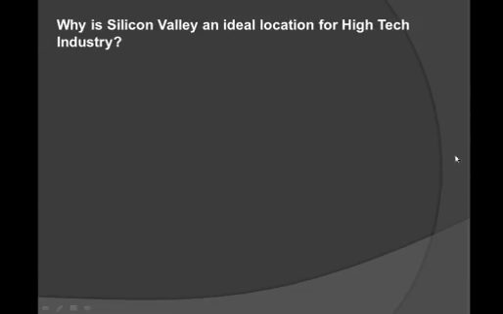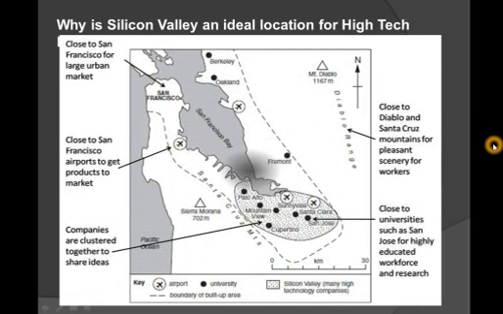All right, so let's take a look at this question. Why is Silicon Valley an ideal location for high-tech industries? So what do you think? Let's take a look at a few answers. This question normally is on part C of your IGCSE Geography paper 1, so we need to be able to have examples, so that you can score 7 out of 7.